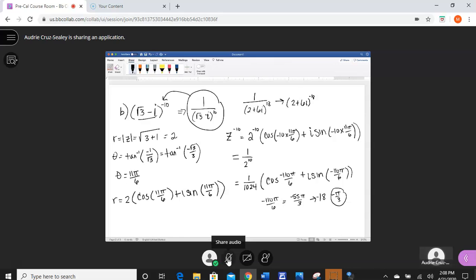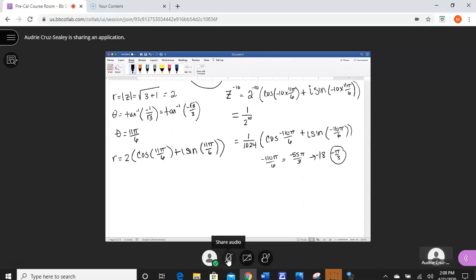So technically, that could be your answer. 1 over 1024 times cosine of negative pi over 3 plus i sine of negative pi over 3. This could be your answer if they don't make you fix it. Does that make sense? But if they want a positive angle, then you have to fix it. Are we okay with that?